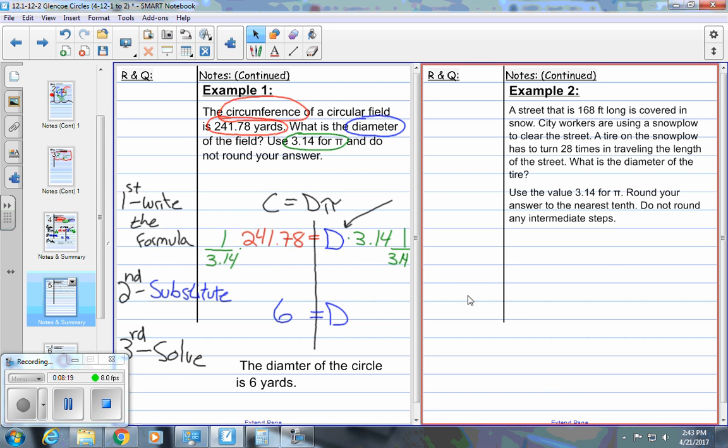And I will give you the heads up. Example 2, I tried to select the hardest possible example of these problems. They won't all be this challenging, but for most of example 2 problems, what you're going to want to do is draw a picture to try and understand what they gave you. So go ahead and pause here and copy down what you see.